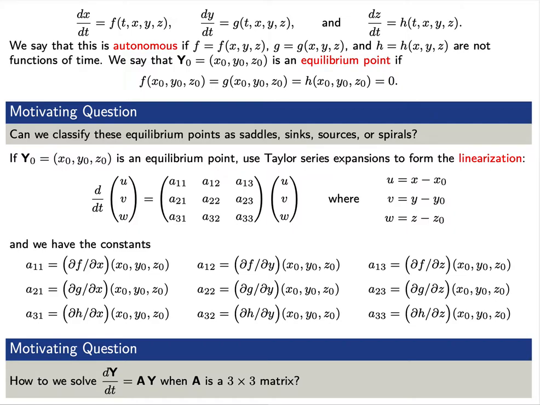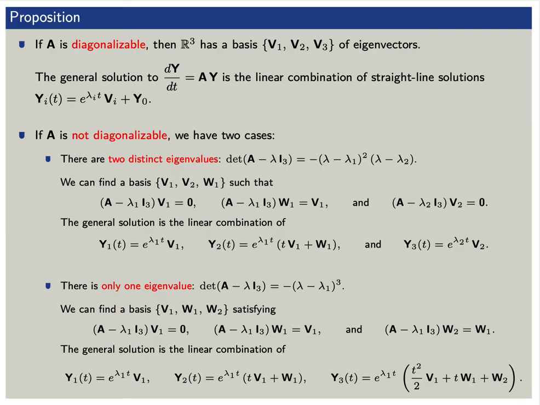This means that we are interested in how to solve such a three-dimensional linear system. We can do so by breaking up into three different cases. If A is a diagonalizable matrix, then there exists a basis of eigenvectors for A. This means that the general solution to our three-dimensional linear system is a linear combination of straight line solutions of the form y(t) = e^(lambda t) v. Here, lambda is an eigenvalue, and v is the corresponding eigenvector.